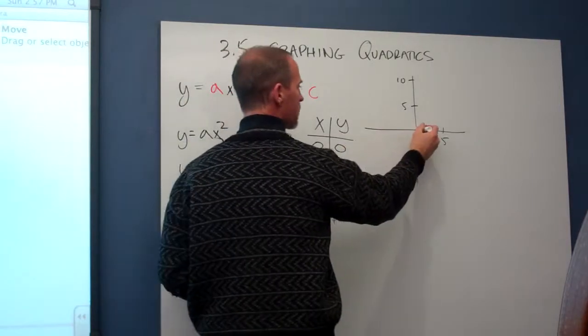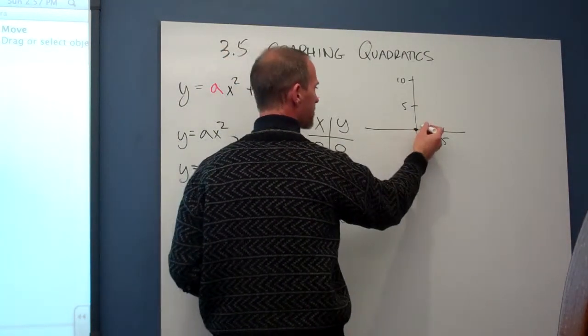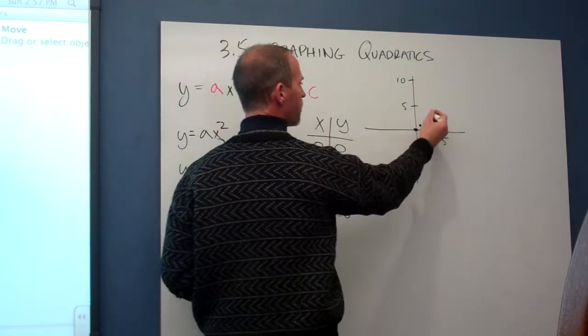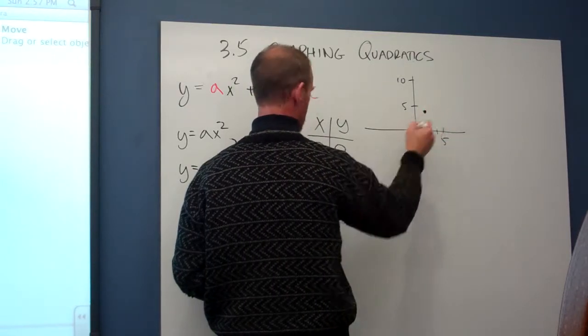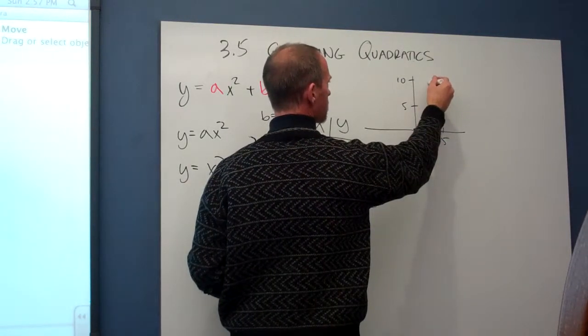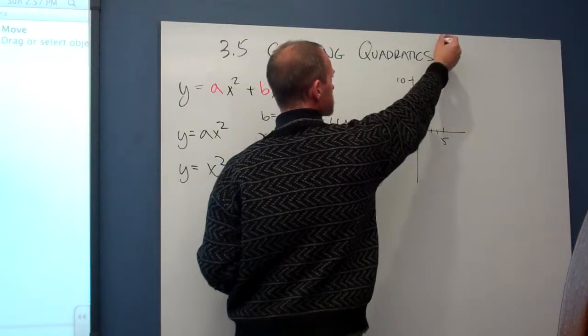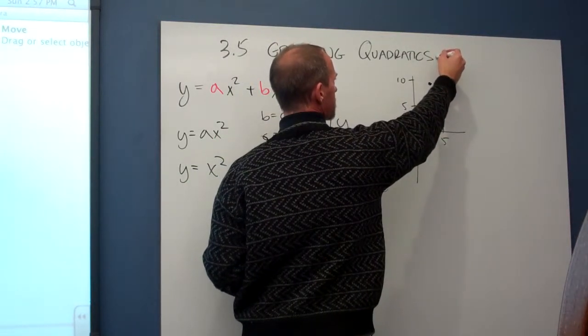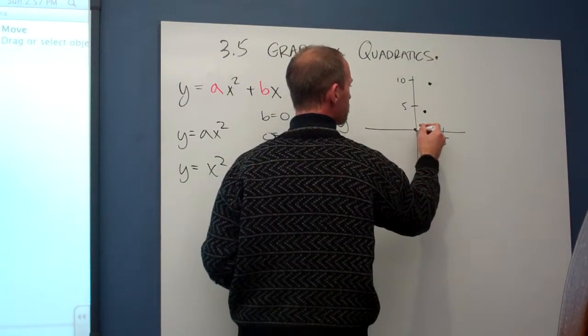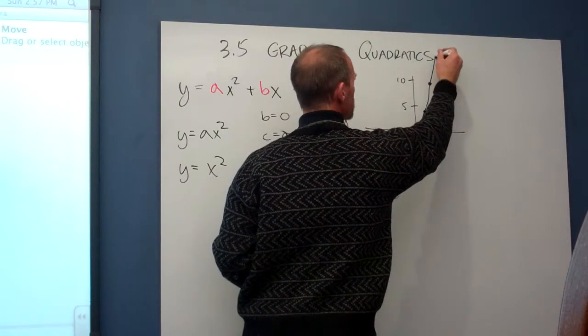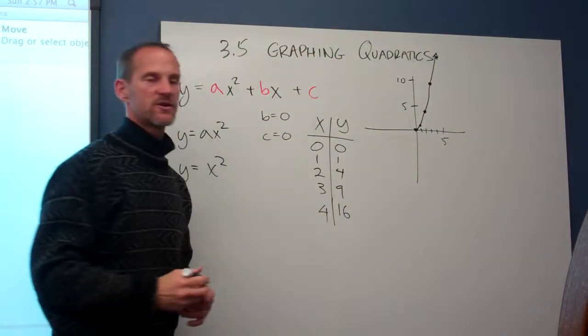0, 0, that's the origin. 1, 1, that's right there. 2, 4 is about there. 3, 9 is about there. And then 4, 16 is going to be way up around, maybe about there. If I were to fill in between those, I'd get a curve that looks like that.